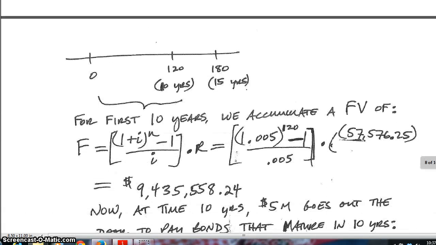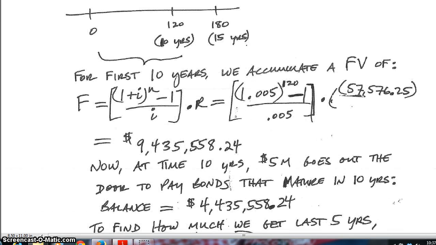For the first 10 years, and this is the amount each month, you accumulate a future value. You don't have to pay anything out. There's no bonds that have matured yet. So you plug into the future value formula, and for 120 months, this is what you end up having, 9.4 something million dollars. So that's how much is in that account at the end of the 10 years.